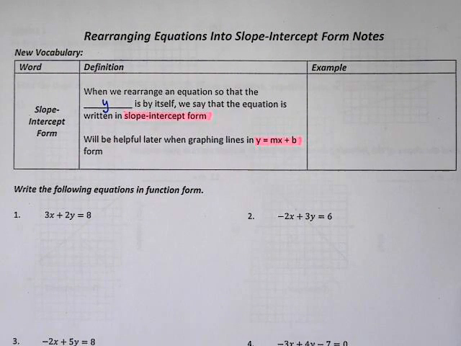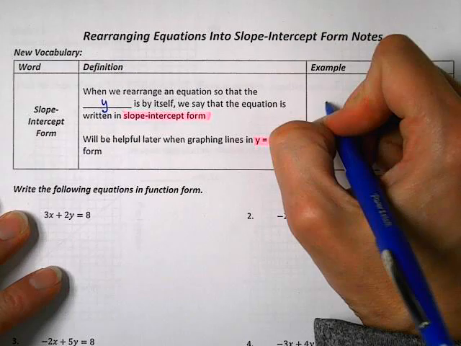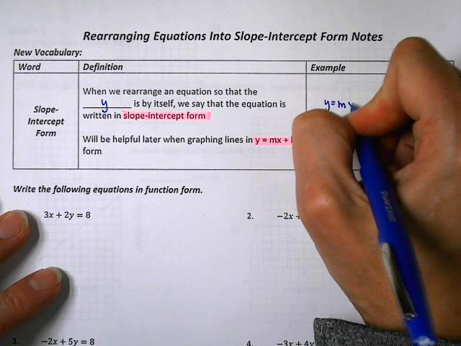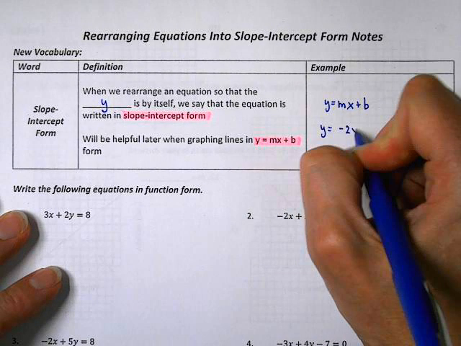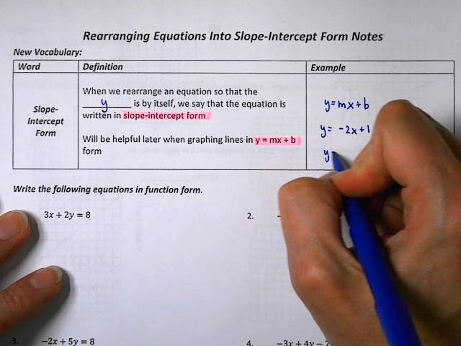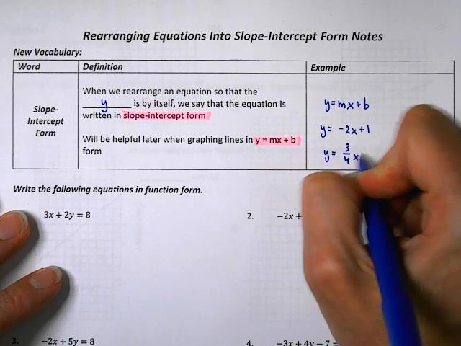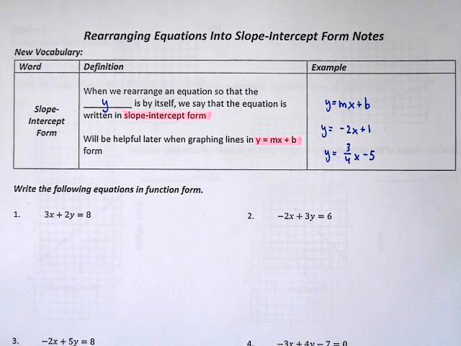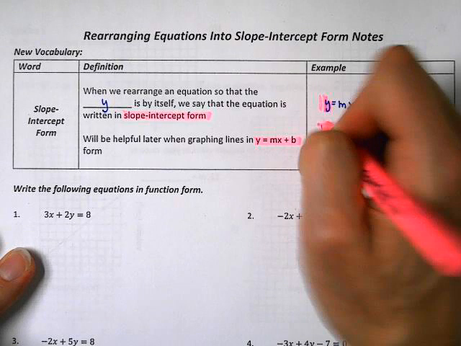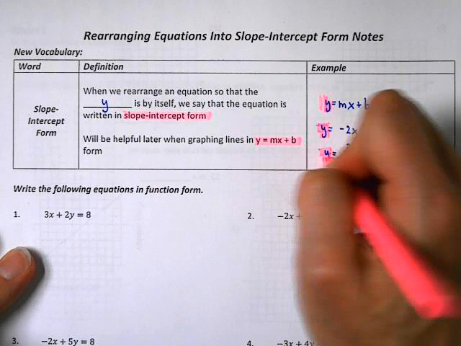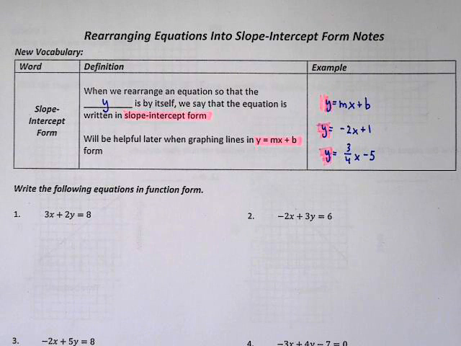So right now we just want to get our equations into that form, and then later we'll use that form to graph. So again, slope-intercept form is y equals mx plus b, so it might look like, for example, y equals negative 2x plus 1, or y equals 3/4 x minus 5. But really the big thing here is that we need to get that y all by itself on one side of the equal sign. So I don't want anything on the same side of the equal sign with the y.